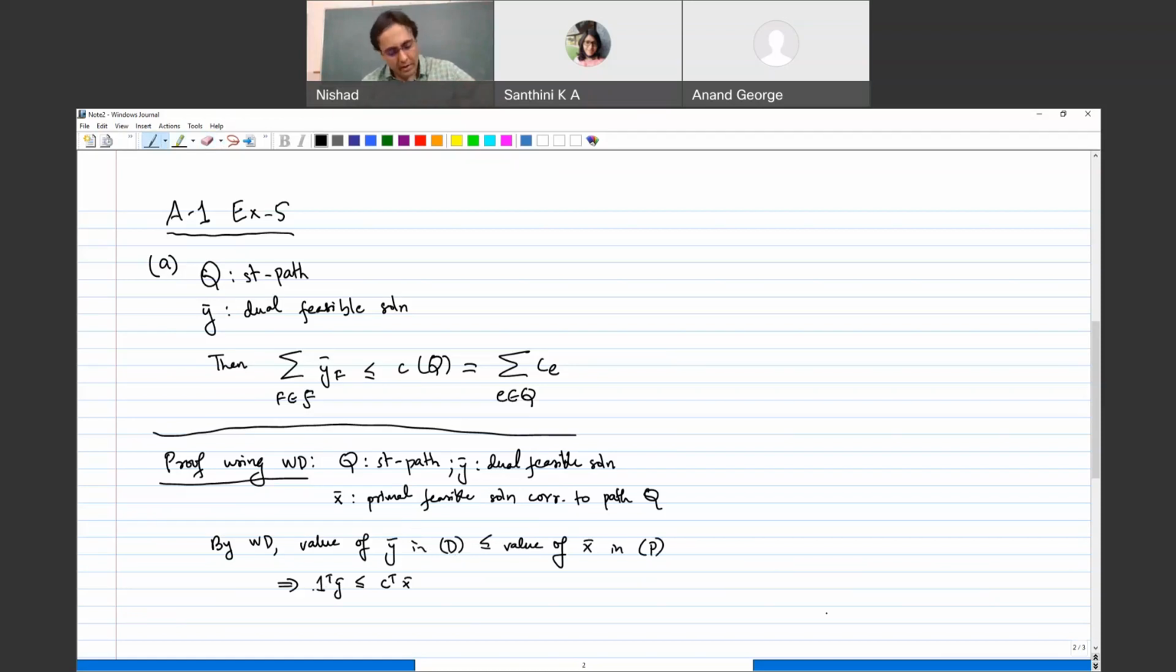But 1 transpose Y bar is nothing but the sum of all the Y labels, right? So that means that the summation of all the labels is less than or equal to C transpose X bar, which is nothing but the summation of the costs of all the edges in the path, by the way we defined X bar. And that is exactly the cost of our path. Sorry, Q. My bad. All right. So that proves assignment 1, exercise 5, part A, using weak duality.